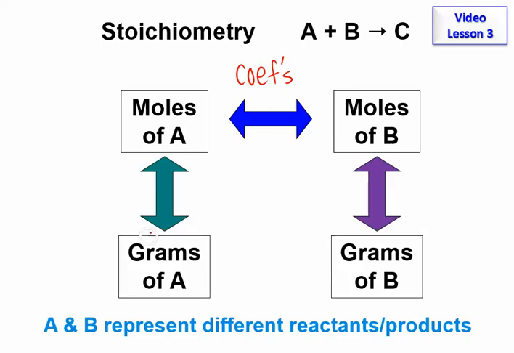And then we also have a conversion factor already to go between moles of one substance and grams of that same substance, and that is the molar mass. And of course we could do the same thing on this side for B.